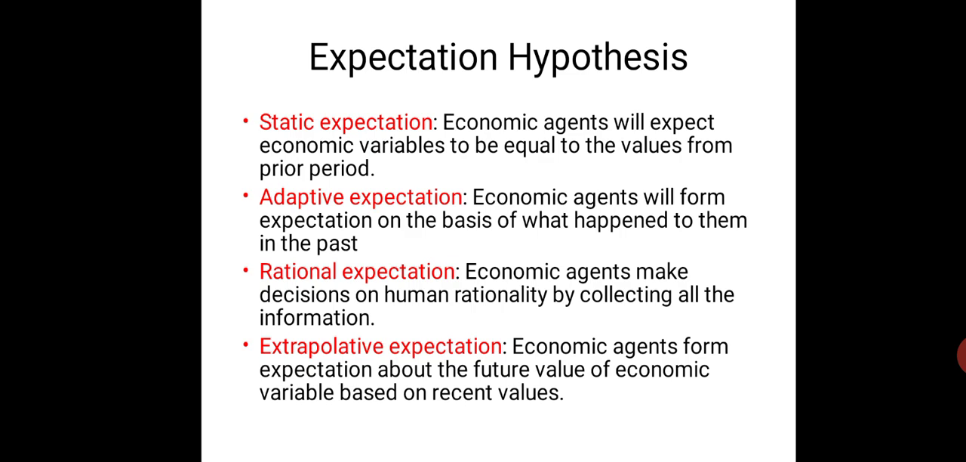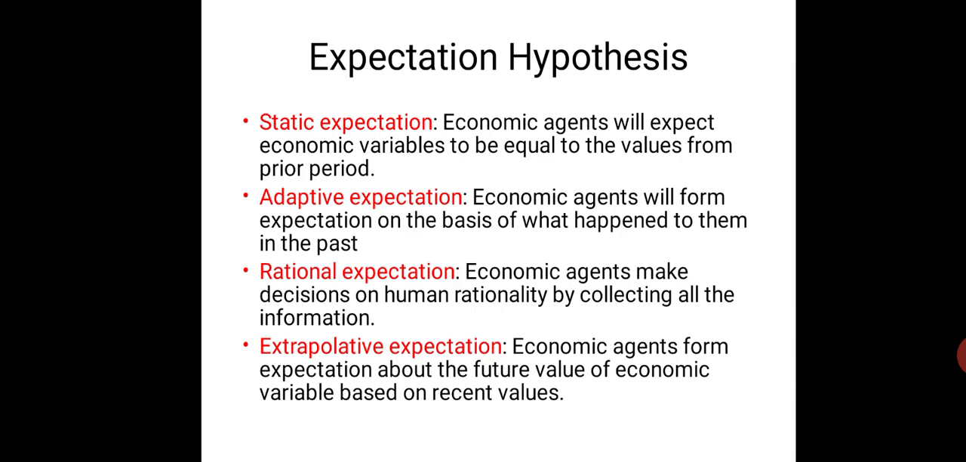Adaptive expectation, where economic agents tend to form the expectation on the basis of what has happened to them in the past. So they are not just blindly taking up the same percentage. They are considering that, okay, in 2020 there has been an increase in inflation, so they are expecting that in 2021 also there is going to be an increase in inflation. They are not just taking the same amount of 10 percentage, but they are forming an expectation based on what happened in the past. That is adaptive. They are adapting to what happened in the past.